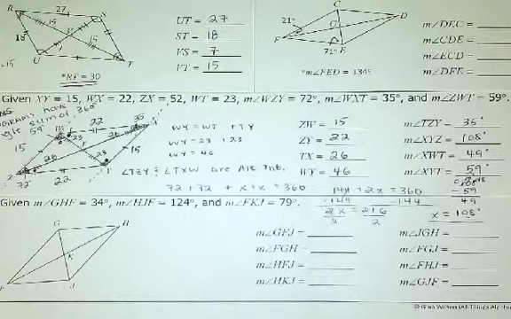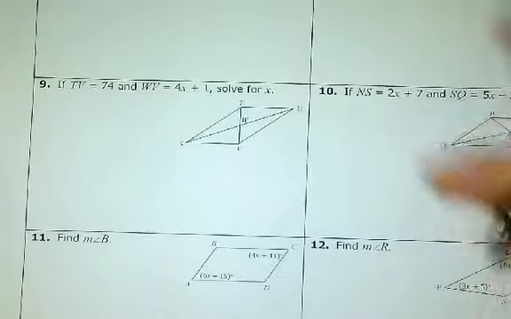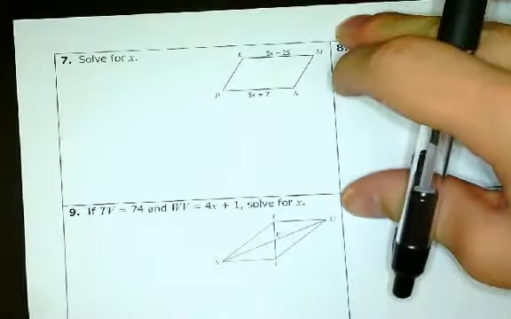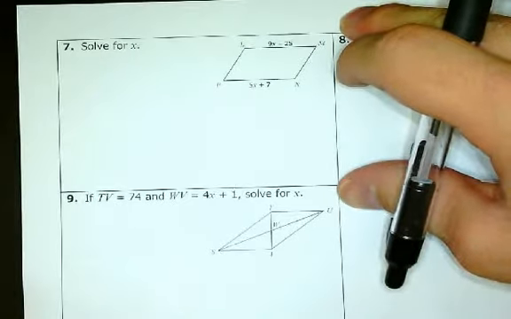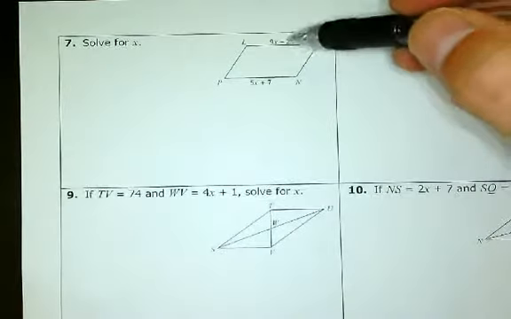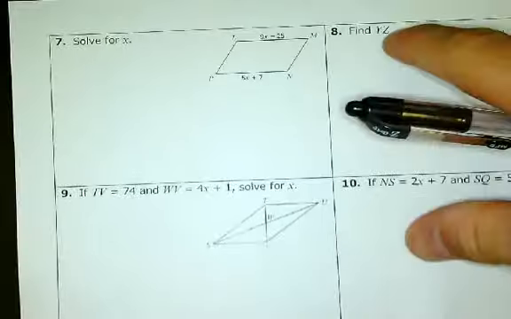Okay, that right there, ladies and gentlemen, is number 5. Go ahead and flip it over. Looking at the back side now. Okay, number 7, you're just going to set the sides equal to each other. I'm not going to do that one. We'll skip over it.